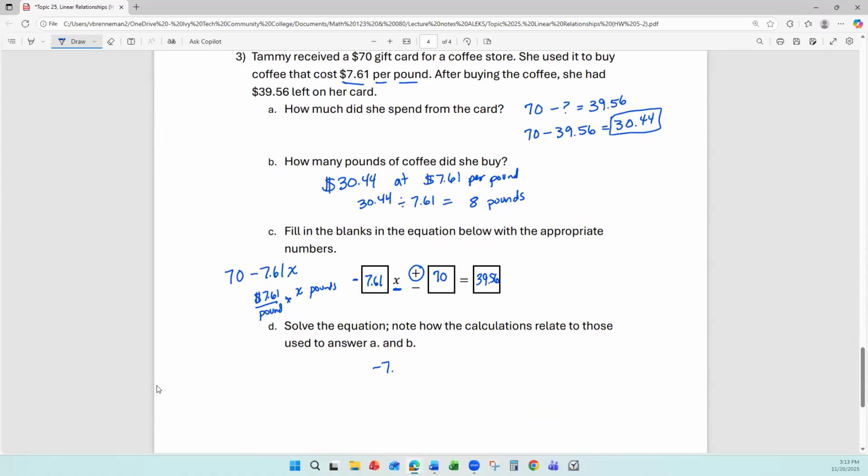So if I have negative 7.61x plus 70 equals 39.56, first step is to subtract 70 from each side. So it's negative 7.61x equals negative 30.44. And that negative is just an indication where we used words here. How much did she spend? Now that's being represented algebraically with the negative sign, as is the 7.61, also with the negative sign. So those negative signs will cancel each other out with the division, giving that positive 8 pounds.